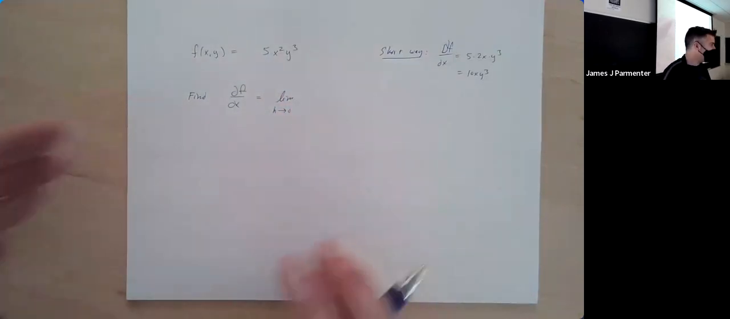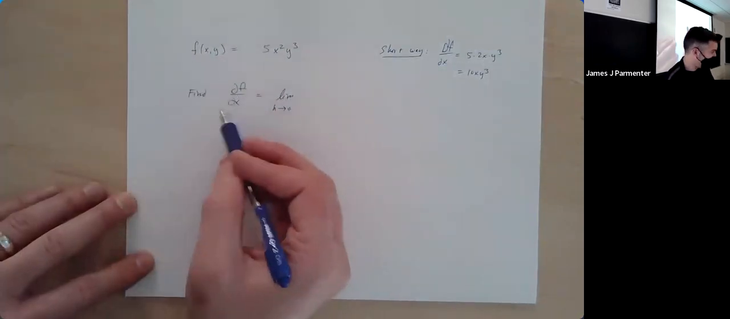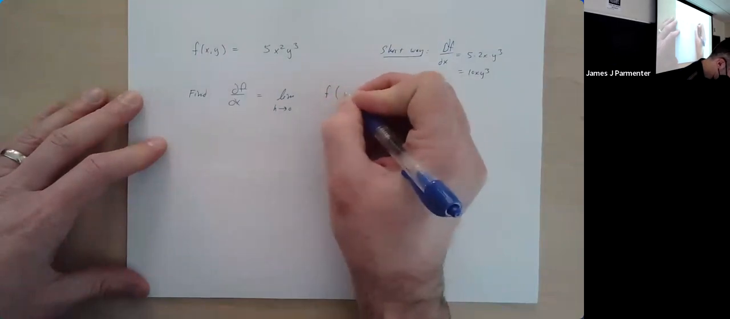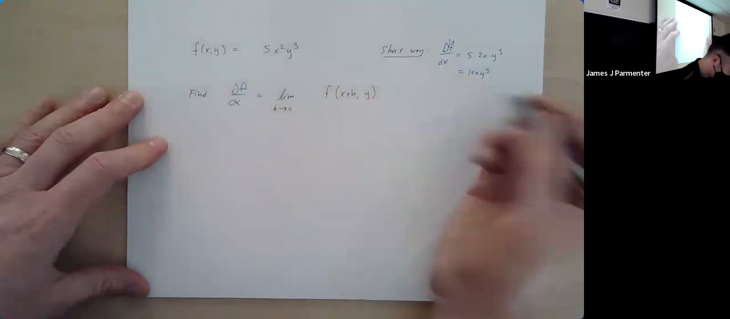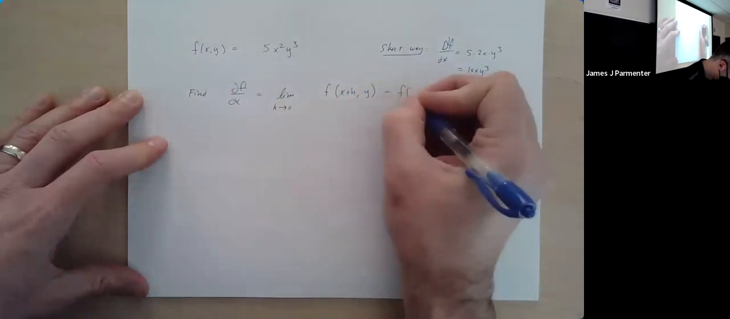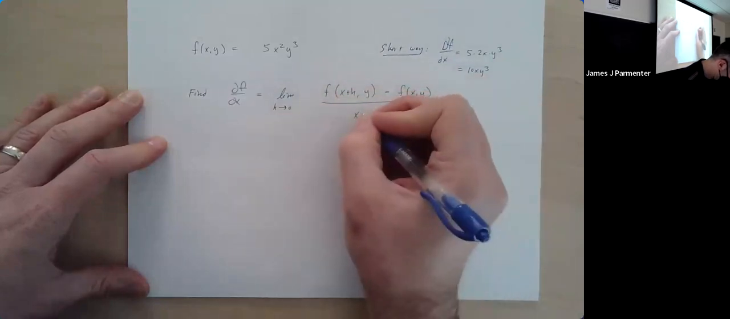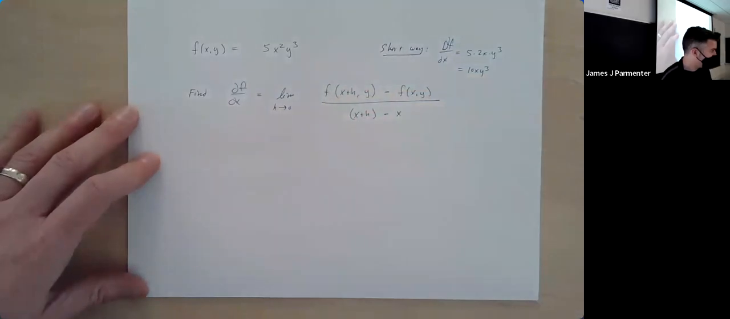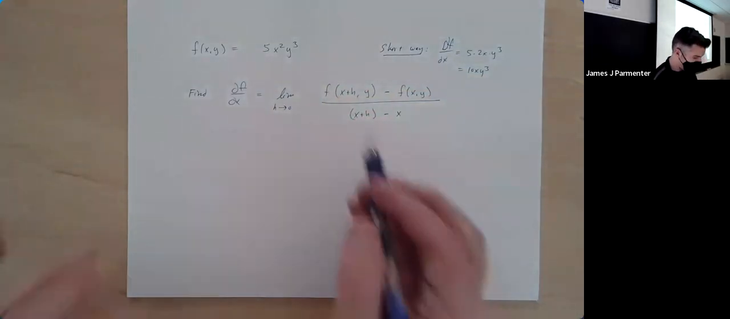What's changing? Is x changing or is y changing? X, because I'm taking del f del x. So I'm going to look at a small change in x, leave y constant, minus f of x comma y, all over x plus h minus x. It's exactly like we did back in 16A, except we now have a function of two variables.